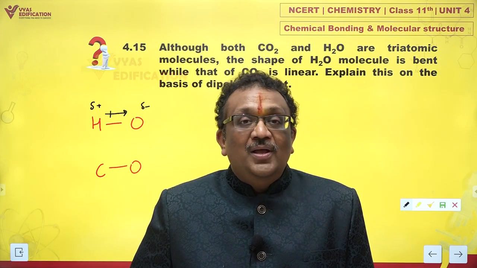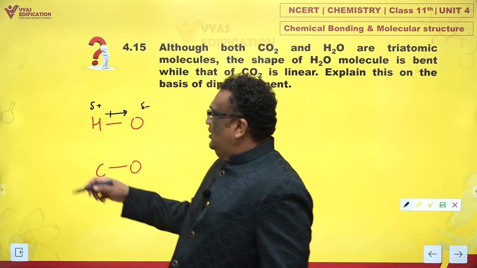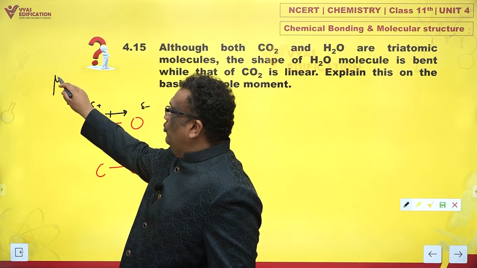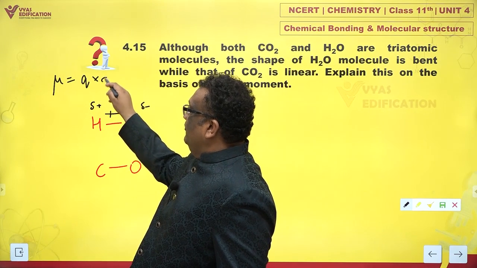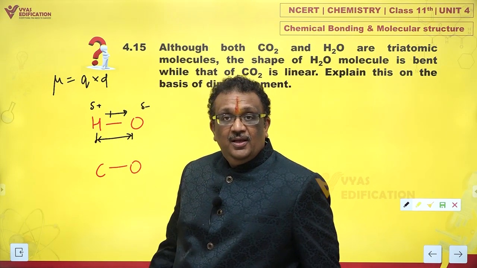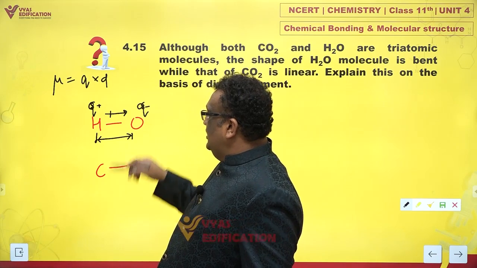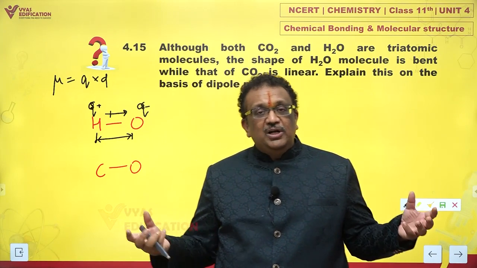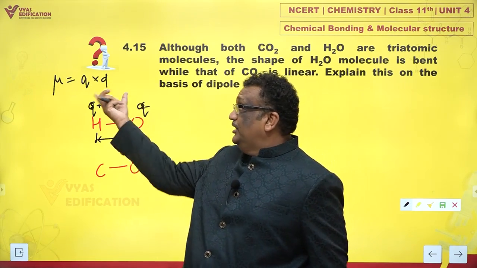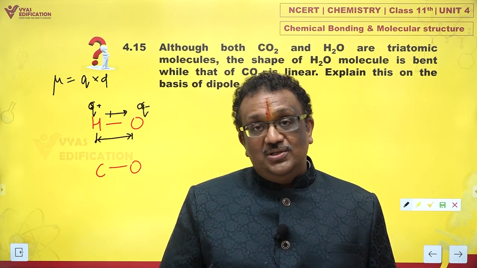How do we calculate this dipole moment? There's a formula for that. Dipole moment mu is Q into D. D is the distance between these two nuclei and Q is the charge. Like if you have Q plus and Q minus, you just multiply charge by distance and you get this thing called dipole moment, and this dipole moment is a vector quantity.